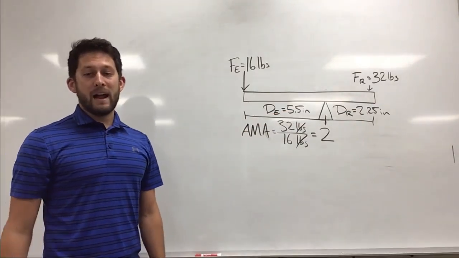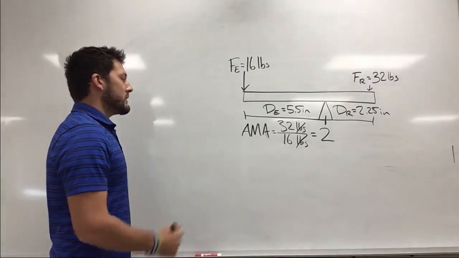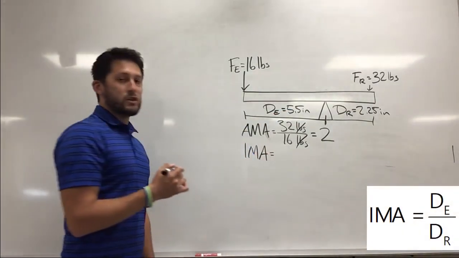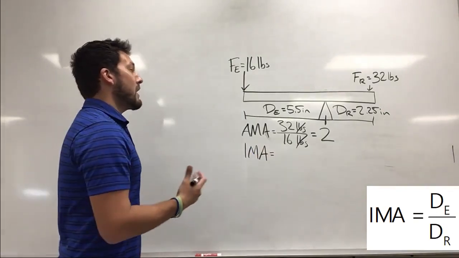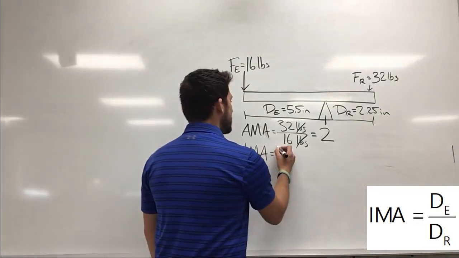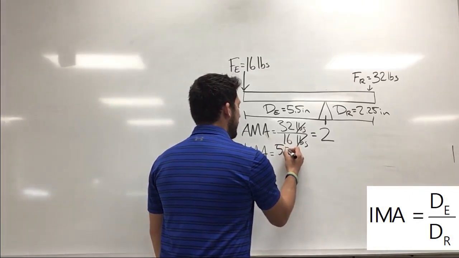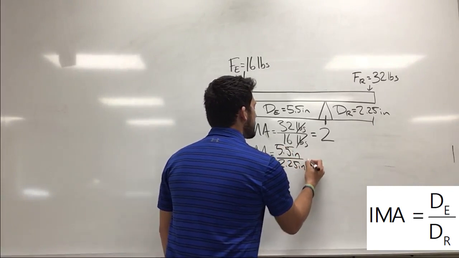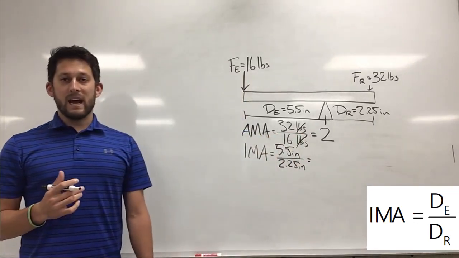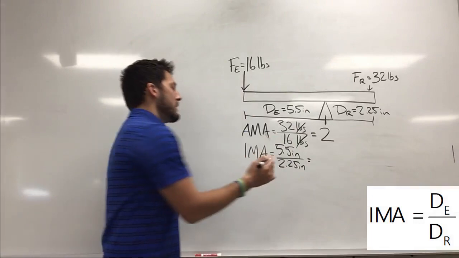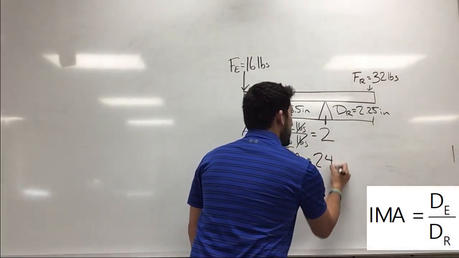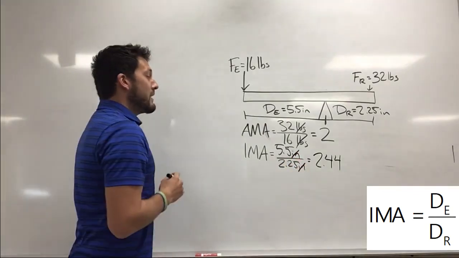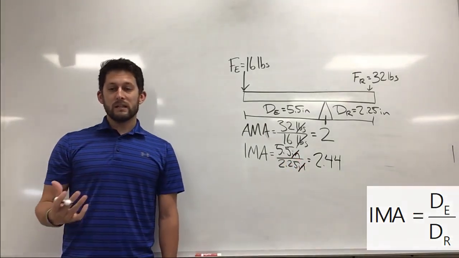Let's do the same thing for the IMA. Another really simple calculation. So we have our ideal mechanical advantage. And for that calculation, we're talking about our effort distance over our resistance distance. So I'm going to say 5.5 inches over 2.25 inches. And if we type that into our handy dandy calculator, we get a value of roughly 2.44. And again, since we have inches on top, inches on bottom, that number ends up being unitless.